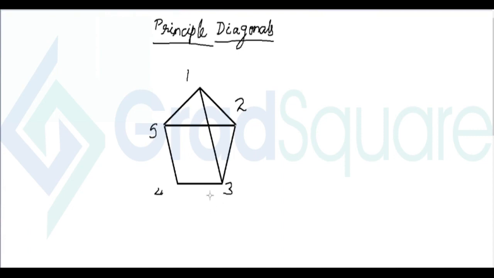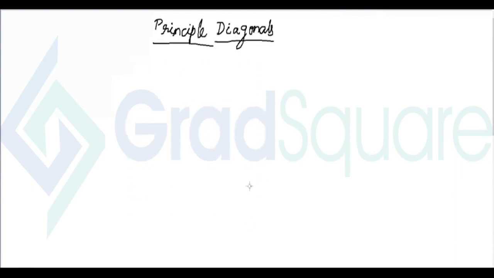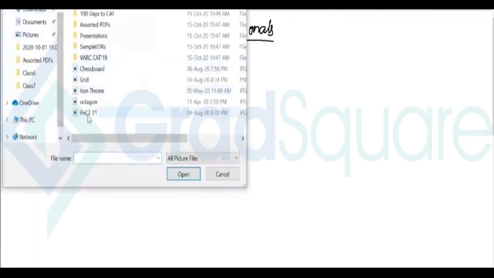So what we are actually learning here is that the concept of principal diagonals cannot exist in the case of polygons with an odd number of sides. Why? Because in the case of polygons which have an odd number of sides, no two vertices are exact opposite of each other. So the concept of principal diagonals can exist only in the case of regular polygons with an even number of sides. Okay.